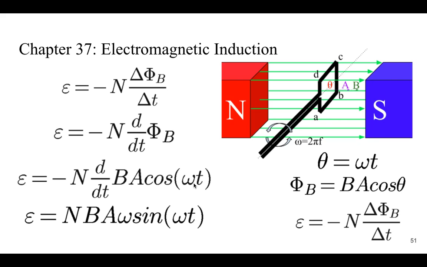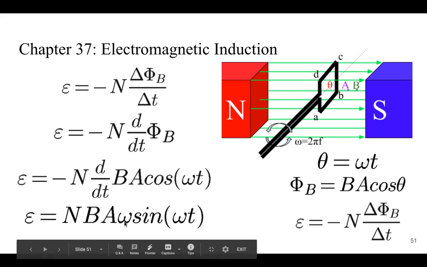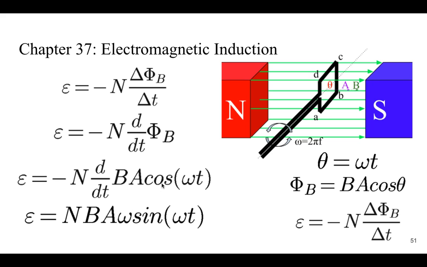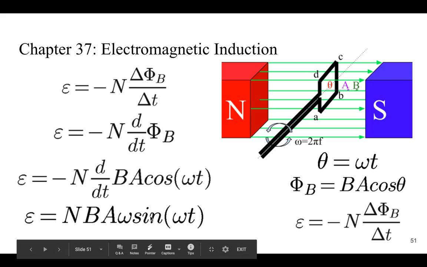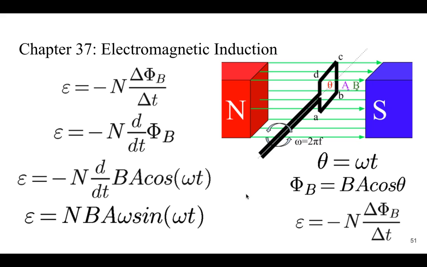And this is why I asked you for the derivative with respect to time of cosine omega t. You bring out this omega here, and the derivative of cosine is going to be negative sine. Well, the negative of that cancels with the negative that was already there, so you end up with this expression. Epsilon is equal to NBA omega sine omega t.